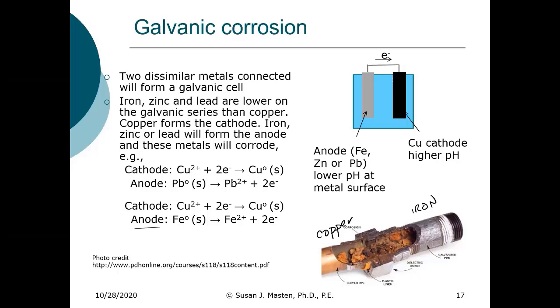Similarly, if we have a copper pipe connected to a lead pipe, you can see that the lead is oxidized, it's releasing electrons. Those electrons can be donated to copper, and the copper is reduced. So we have a reduction reaction at the cathode and an oxidation at the anode.